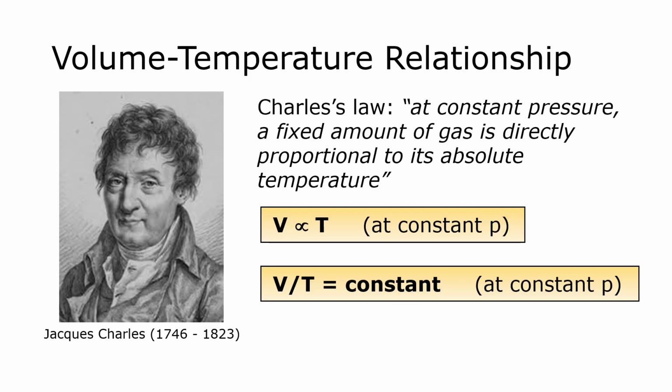And then the other relationship that's important is the volume-temperature relationship. This was Jacques Charles, and we call it Charles's law. This one says at constant pressure, the volume of a fixed amount of gas is directly proportional to its absolute temperature. So mathematically we'll say V is proportional to T. Directly proportional means that as one increases, the other also increases. So at constant pressure, an increase in temperature will result in the volume increasing.